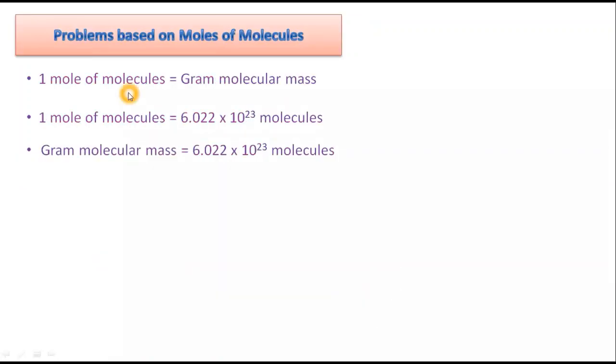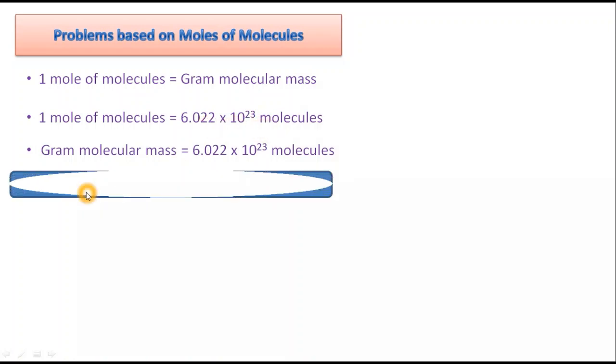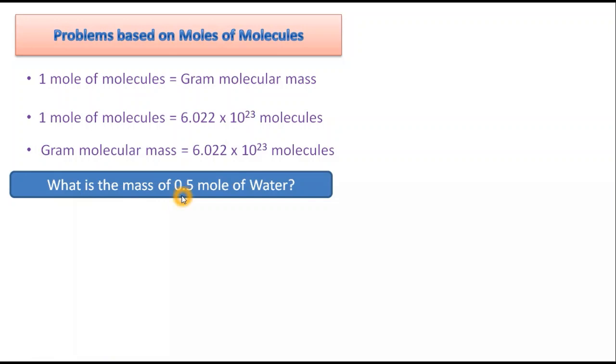Now the problems based on mole of molecules. In the previous slide we saw the problems based on mole of atoms. Now we are having problems based on mole of molecules. Again the same thing. 1 mole of molecule is equivalent to gram molecular mass. 1 mole of molecule represents this number of molecules, Avogadro's number, and again the gram molecular mass will represent this number of molecules.